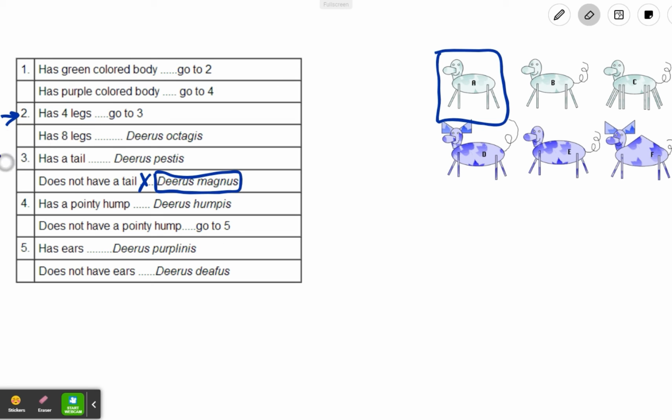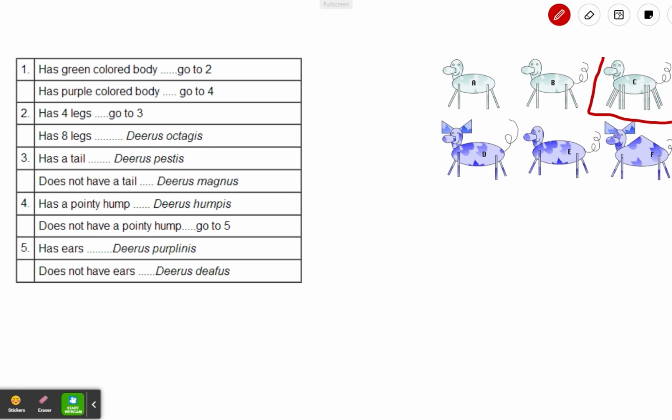The next one is Jerry. Please come on. This one, Jerry. Now this time you want to ask questions. Does it have green color or purple? It's a green color. Okay, excellent. So if it's yes, go to question number 2.